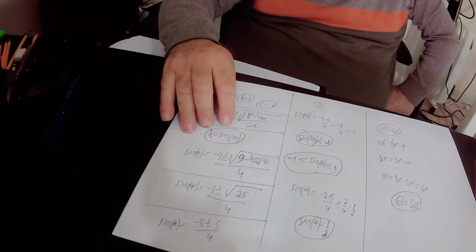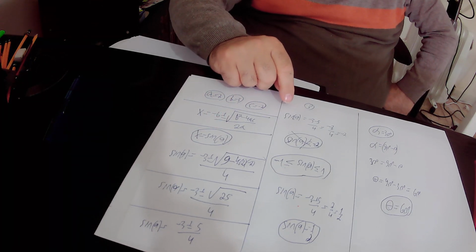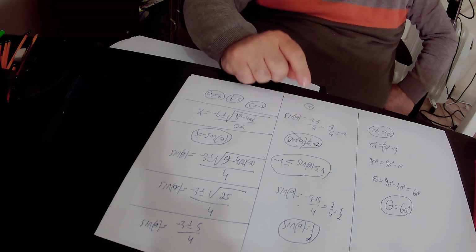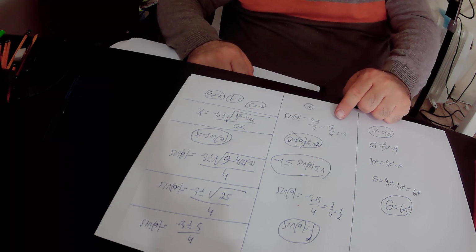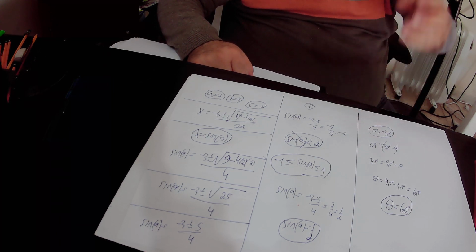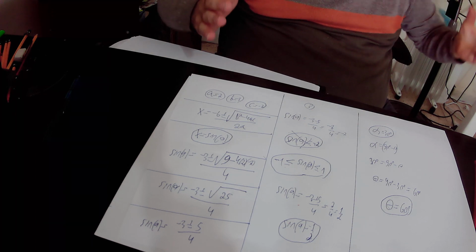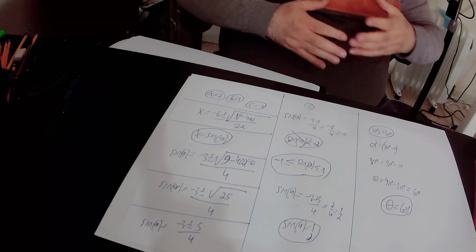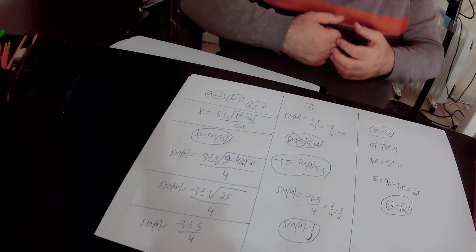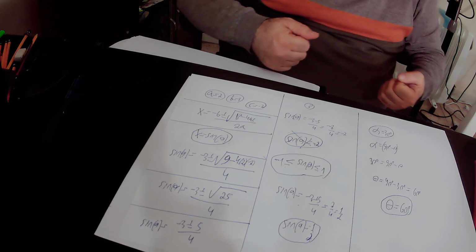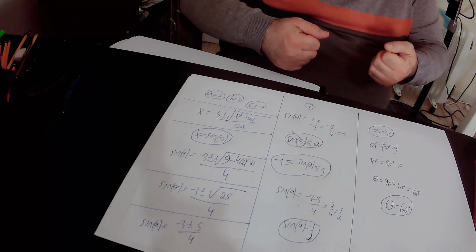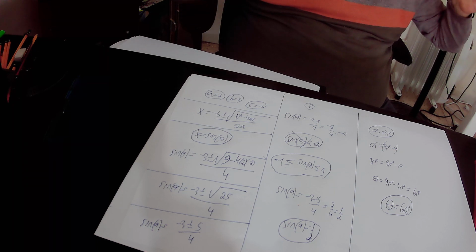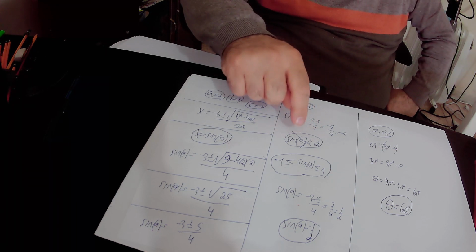So you will have two solutions for sine alpha. The first solution is sine alpha equals minus 3 minus 5 over 4. Minus 3 minus 5 is minus 8, and minus 8 over 4 is minus 2. So sine alpha equals minus 2. But because the sine function can accept values ranging from minus 1 to plus 1, and minus 2 exceeds this range, this solution is incorrect. Sine alpha can never be equal to minus 2. Therefore this solution is incorrect.